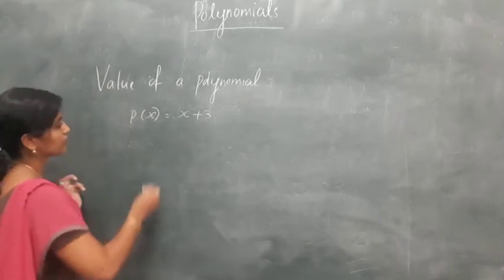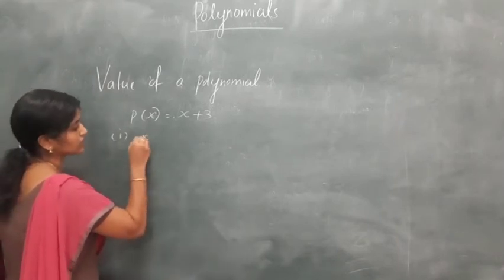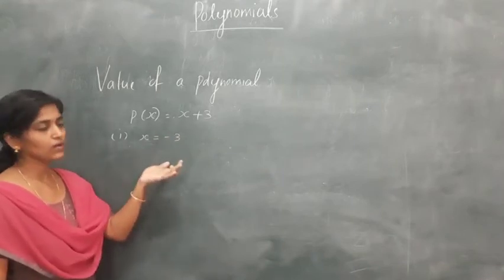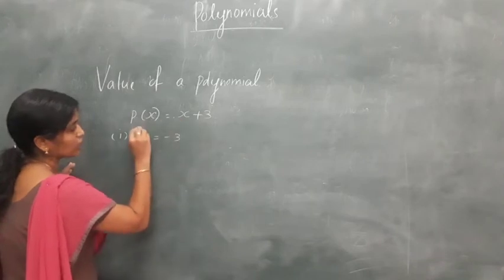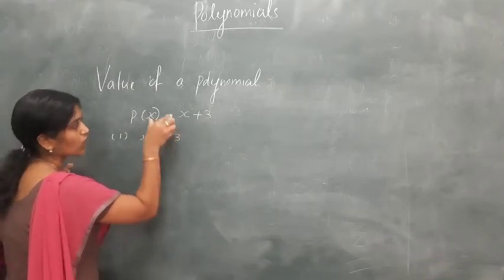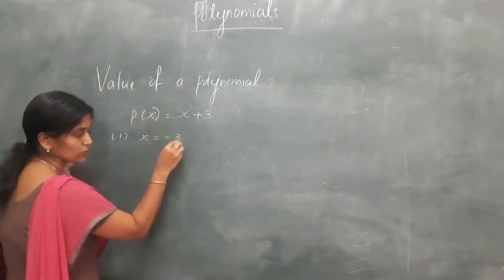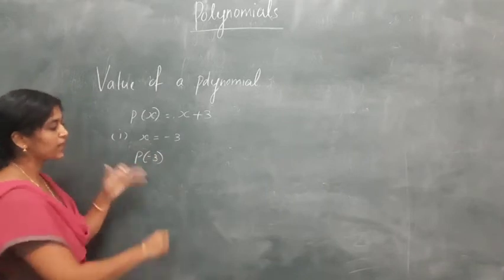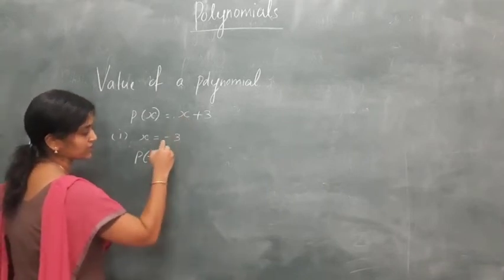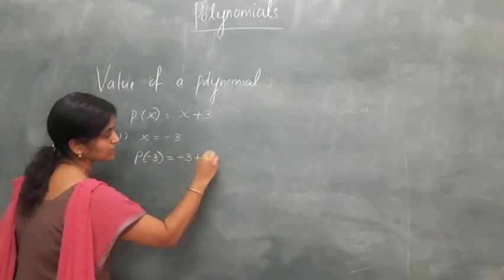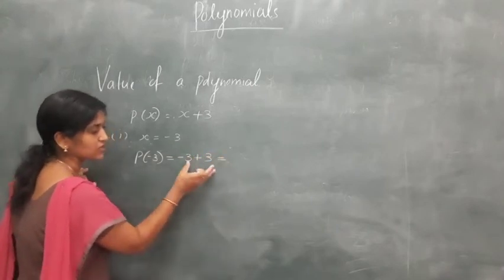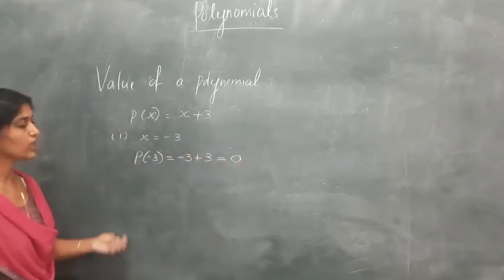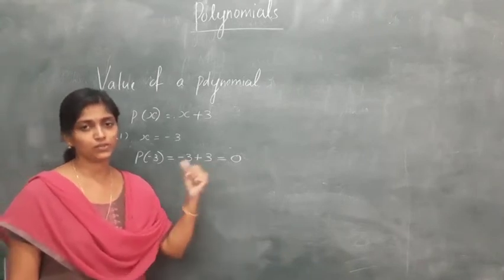In the first case, I give the value of x as minus 3. So in our polynomial, instead of x I am going to give minus 3. I can write it as p of minus 3. P of minus 3 is equal to, giving the value of x as minus 3, minus 3 plus 3. I will get the same answer with opposite signs. When added, we know it is 0. So I got p of minus 3 equal to 0.